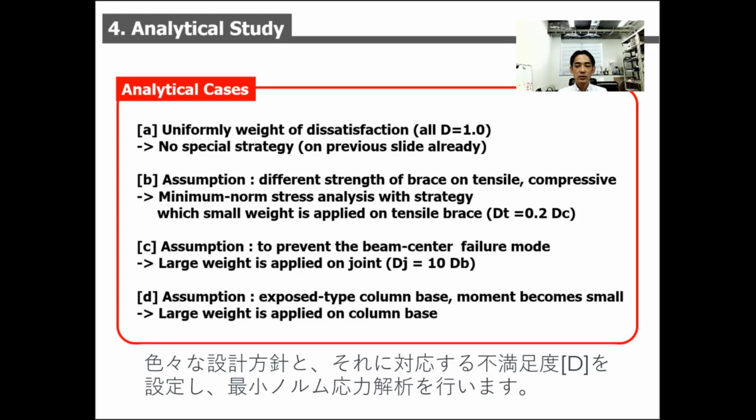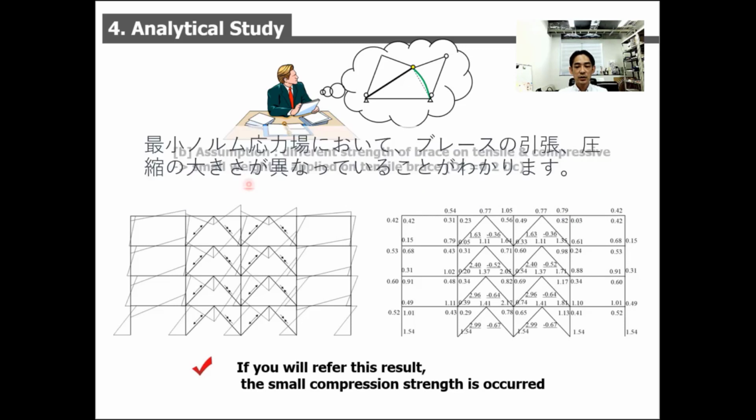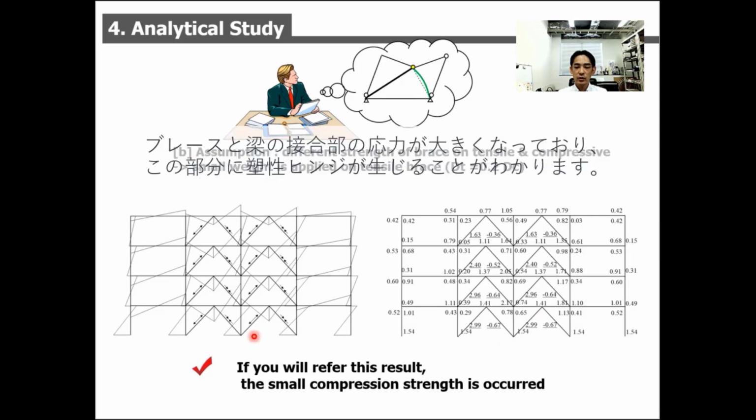Next, the generalized norm is composed in which any dissatisfaction weight is combined on each member. So this figure shows the analytical result of case B, in which a small dissatisfaction weight on the tension brace is considered. You can see the different axial forces on the brace members, and the small compression stress is equivalent to post-buckling strength. However, you can see that the large moment appears at the joint of beam and brace.